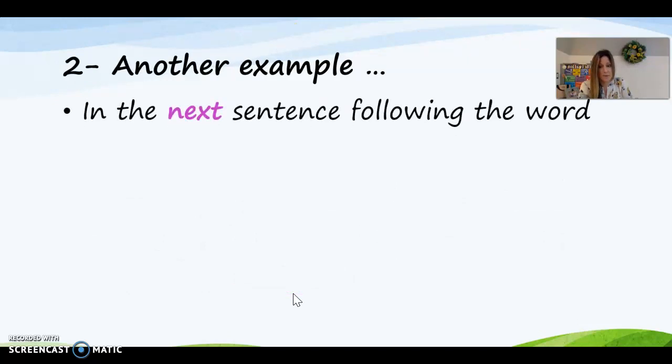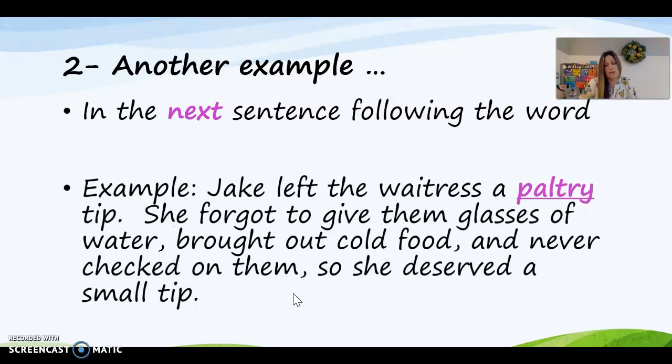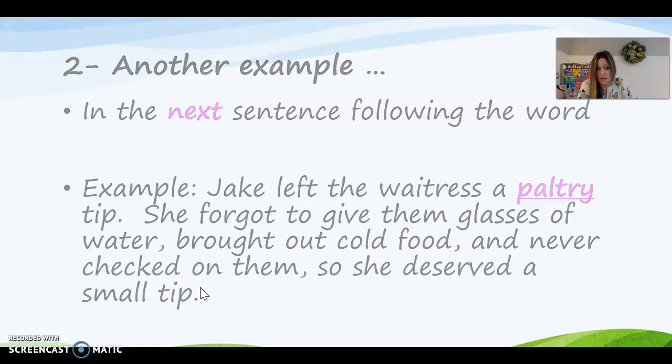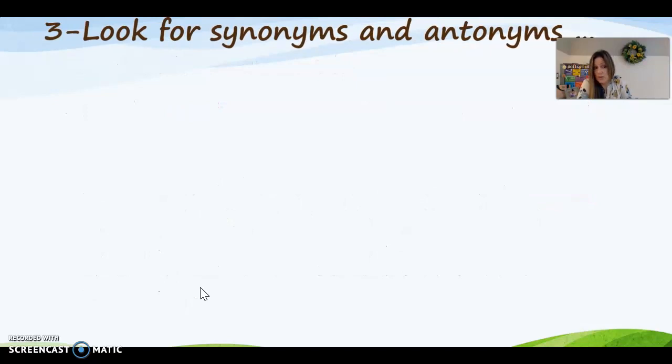Another example, look for clues in the next sentence or the following sentence. So here's an example. Jake left the waitress a paltry tip. She forgot to give them glasses of water. She brought out cold food and never checked on them, so she deserved a small tip. Here it comes right out and says that paltry is a small tip, right? So it means small, okay? So look for those types of clues in the context of the word that you don't know.